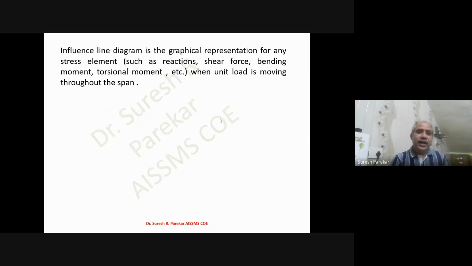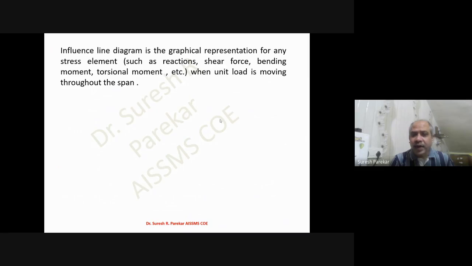Now, what is an influence line diagram? This is a simple concept. An influence line diagram is the graphical representation for any stress element. Stress elements, we can say, are reaction, shear force, bending moment, torsional moment, etc. We find the values of this stress element at different points, and then we connect all these points, and therefore we say this is a graphical representation. But this graphical representation is made when a unit load is moving throughout the span.